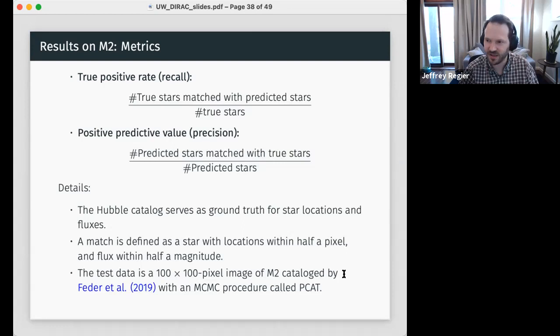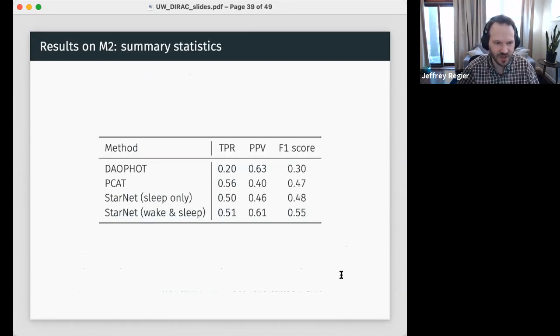This is all computed on the same test data that I showed you earlier. We compared to an old method called DAOPHOT. It looks like it's from a couple decades ago, but it seemed like a pretty involved algorithmic approach to cataloging. We compared to PCAT, which is a probabilistic approach using a very similar statistical model to the one we're employing, but where inference is done using MCMC rather than variational inference. We have two versions of StarNet that we propose. One is trained with sleep-only updates, so there are no updates to the background brightness or to the point spread function. And then finally, we have StarNet Wake Sleep, which both uses the neural network to train on synthetic data, but also updates the point spread function and the background brightness to maximize likelihood in the wake phase.